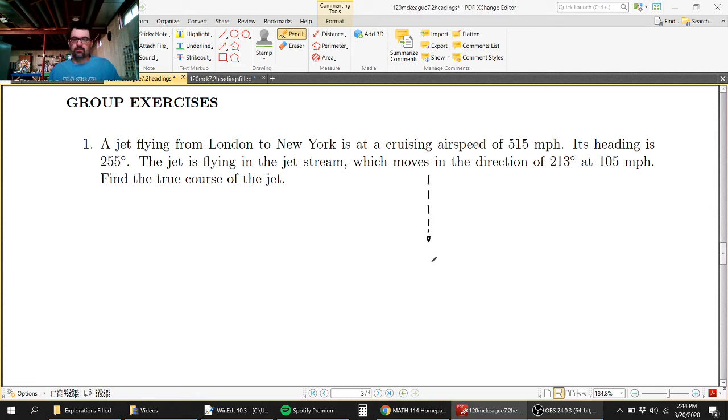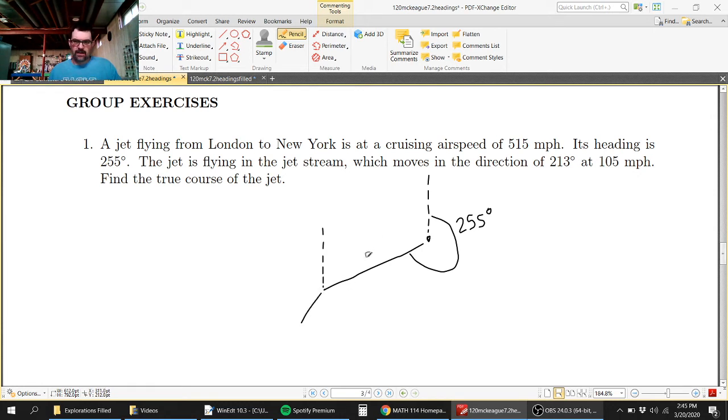So, measured from directly north, 90 would be east, 180 would be south, 270 would be straight west. So we are talking about something like this, and this angle is 255 degrees. Now we're going to tack the wind onto this. The jet is flying in the jet stream, which moves in the direction of 213. So the wind is being tacked onto the end. We need to measure that angle from where the wind vector starts. Again, 180 is straight down, 270 straight west, so 213 is down here.